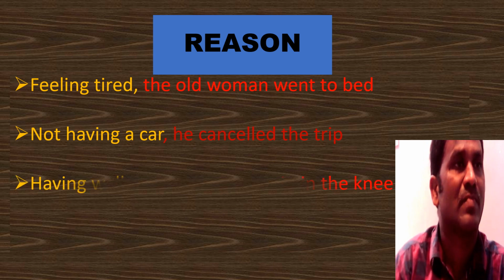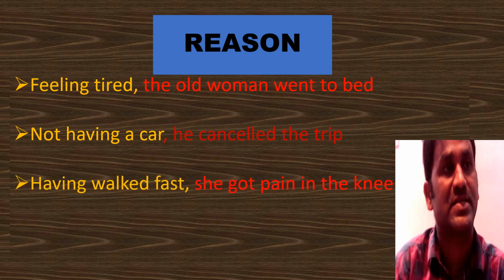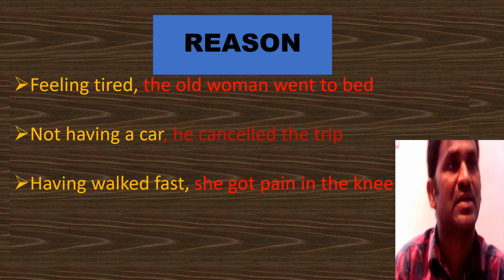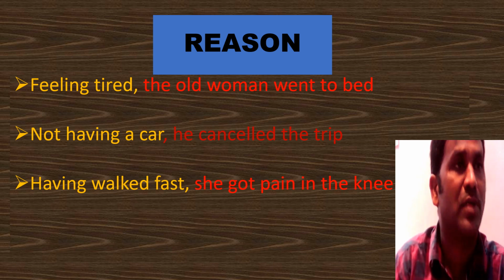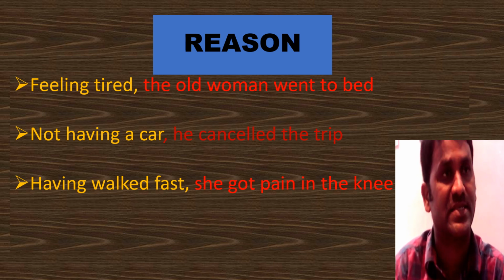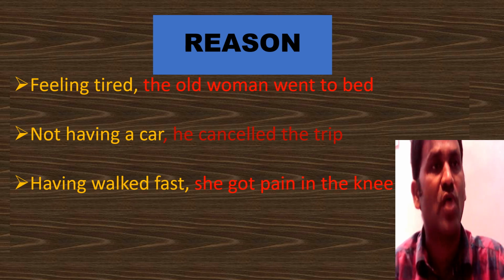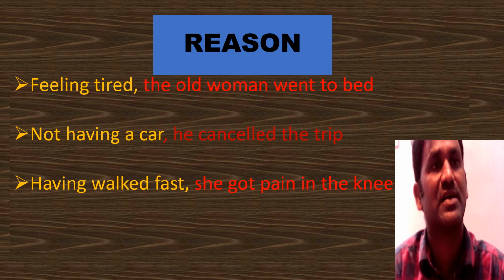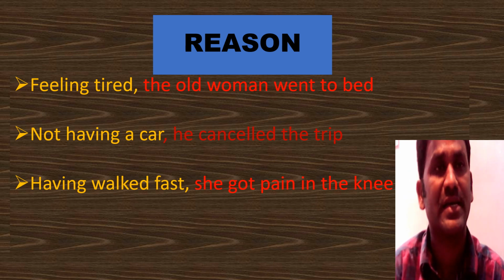Third one, having walked fast. Here we have having plus verb 3 form, verb third form, walked. So this is a perfect participle. It is introducing a reason. Having walked fast. So she walked fast. Fast నడిచింది అనమాట. That's why she got pain in the knee.